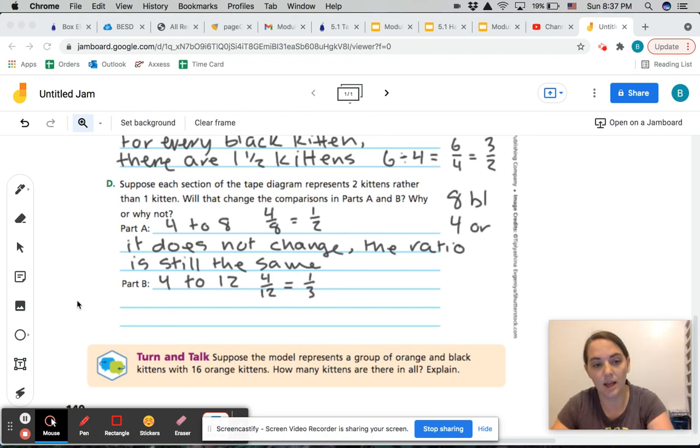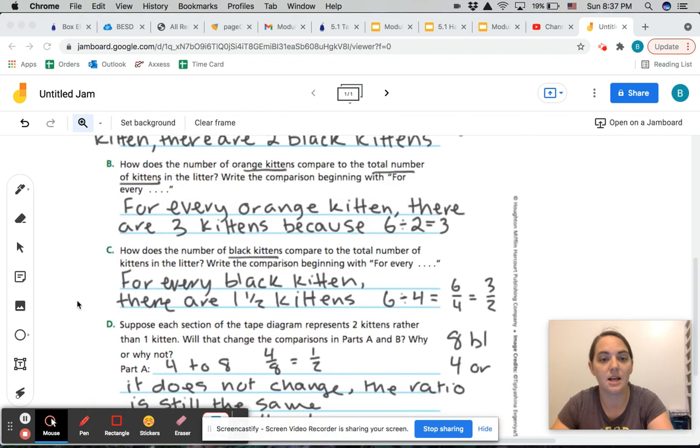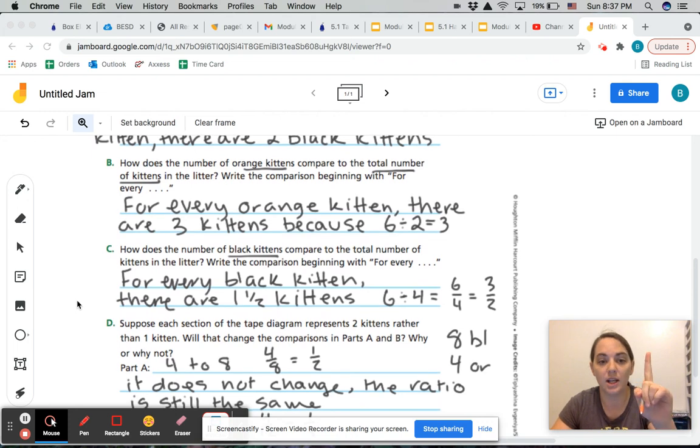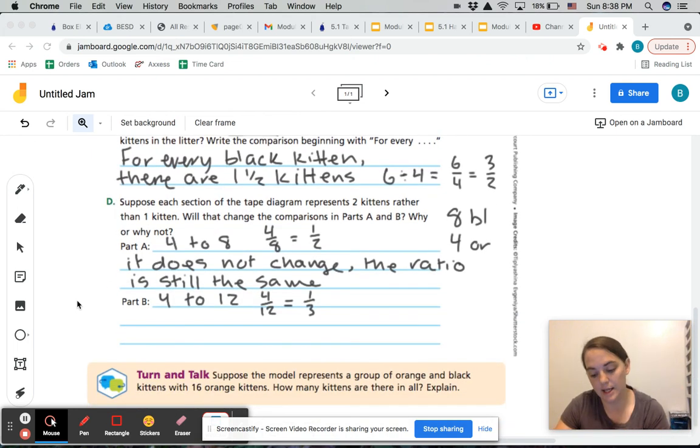Now let's see if it still matches. Was it the same in part B? In part B, we said for every 1 orange kitten, there are 3 total kittens. That is the same as our 1/3. They are just another set of equivalent fractions. So it's the same thing. Okay, so we're going to write, it does not change. Just like that.